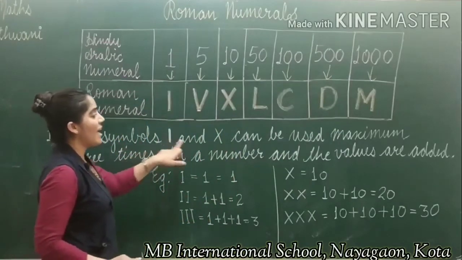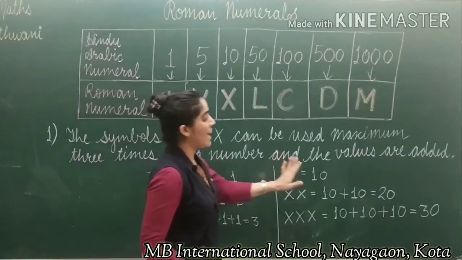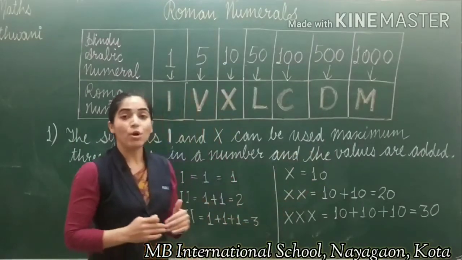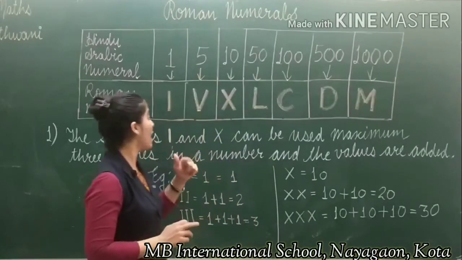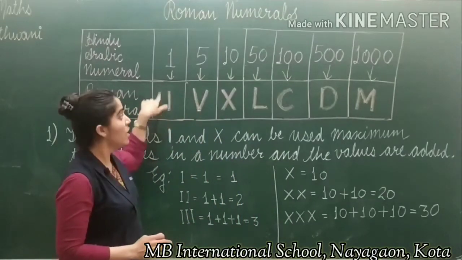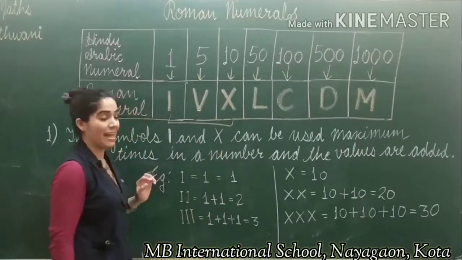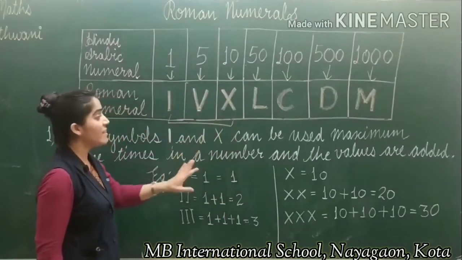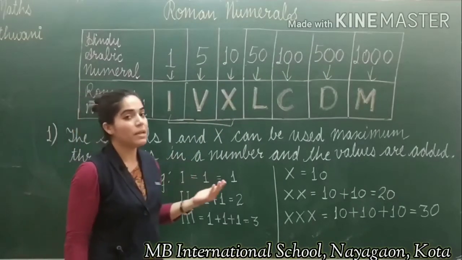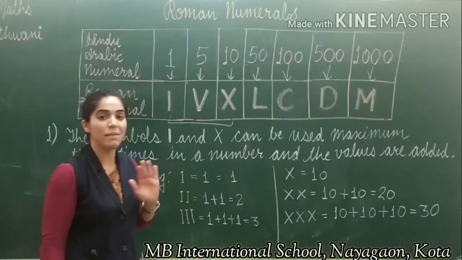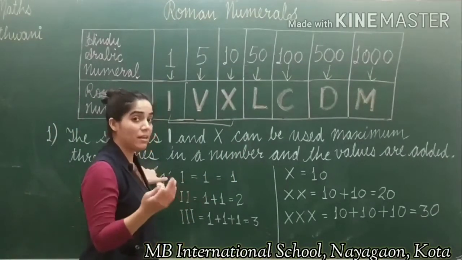The symbols I and X can be used a maximum of 3 times in a number and the values are added. The value of I is 1, the value of X is 10. So both these Roman numerals, I and X, can be repeated a maximum of 3 times. हम इन्हें 3 से ज़्यादा बार repeat नहीं कर सकते. It can be repeated a maximum of 3 times. And whenever we repeat it, we add the values.